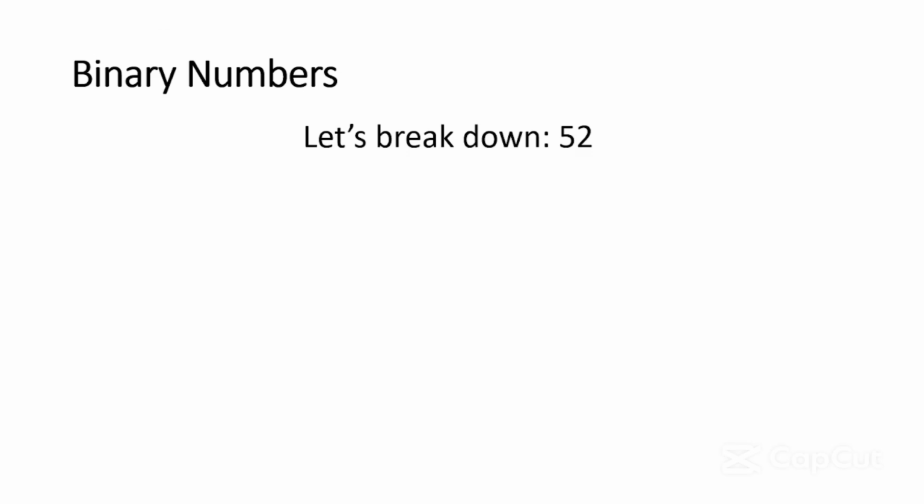A binary number is a number expressed in the base 2 numeral system, represented by zeros and ones. Since this is a base 2 number system, our place values would be 2 raised to the power of 0, 2 raised to the power of 1, 2 raised to the power of 2, 2 raised to the power of 3, 2 raised to the power of 4, and 2 raised to the power of 5. The numbers here at the bottom are just the equivalents of these.